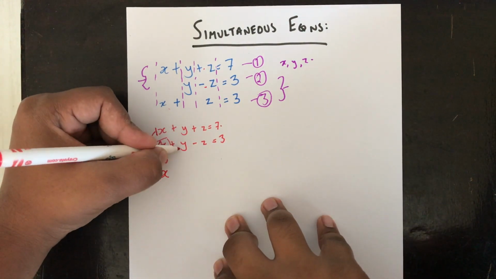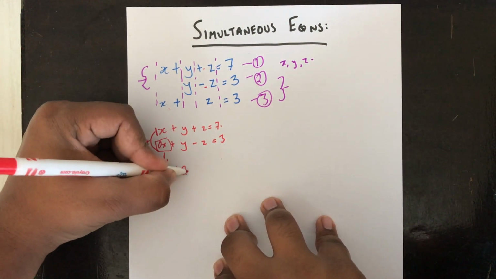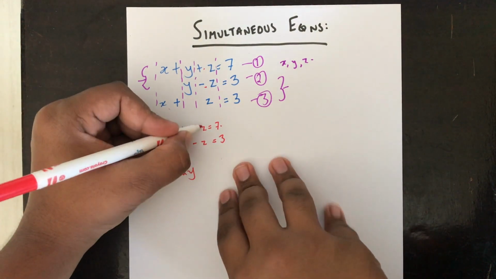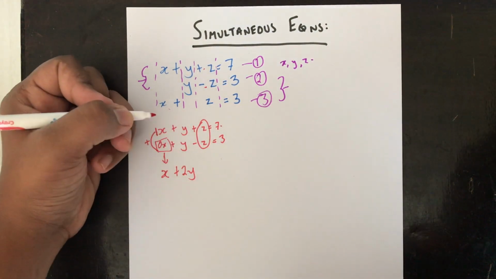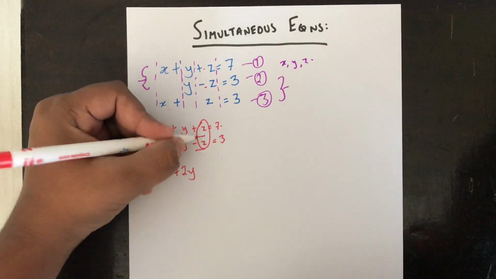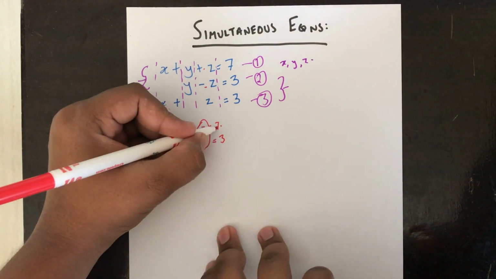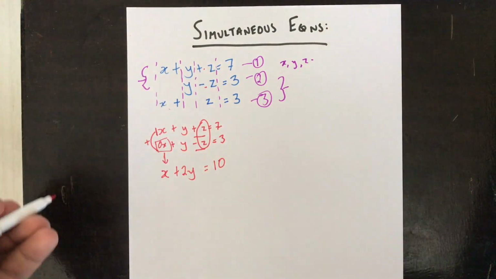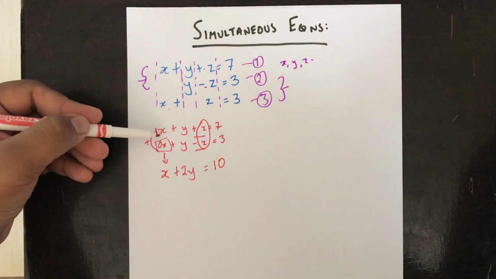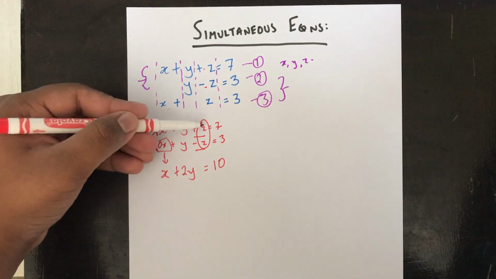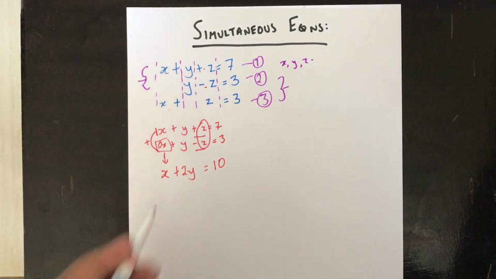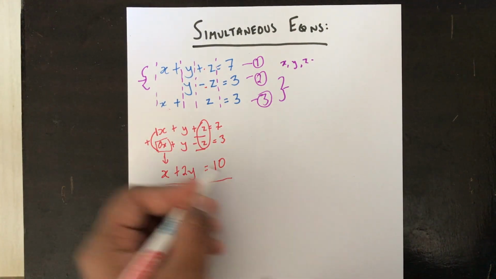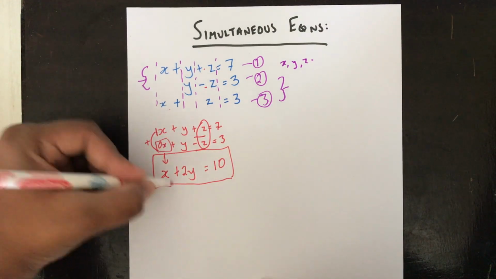Now we have y and y, so we have 2y, so this becomes plus 2y, and z and minus z go away because they cancel out, and then we add 7 and 3, so that is equal to 10. Essentially, I've just carried forward each and every term in a vertical manner so that I'm able to form this second equation. So this is my second equation.